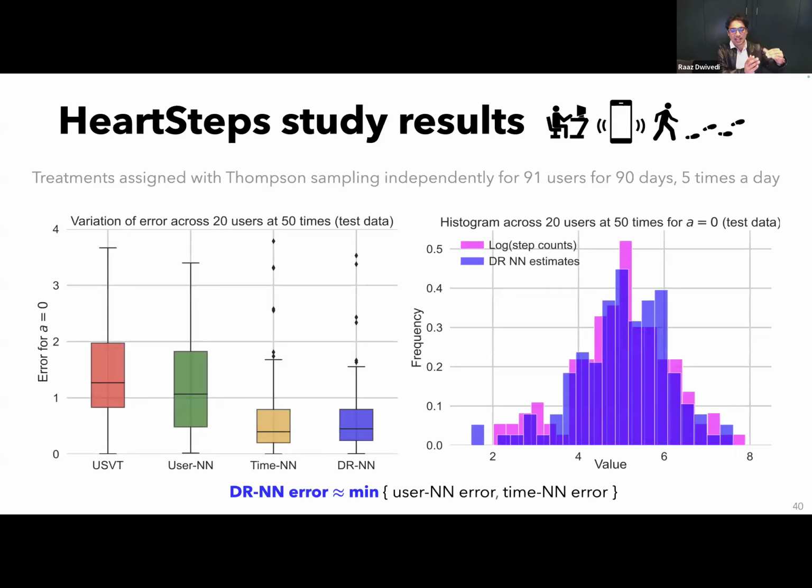So in practice, oftentimes users are very heterogeneous, so the user nearest neighbors may not work as well. But users' own trajectory over time might be more predictive of what they might do under the alternate intervention, so the time nearest neighbors work better. And the good thing is this estimator, because of the way it's derived, approximates the better of the two. So it does adapt.